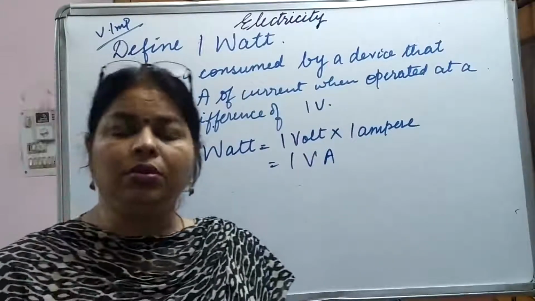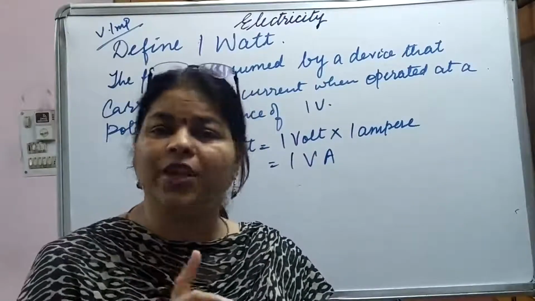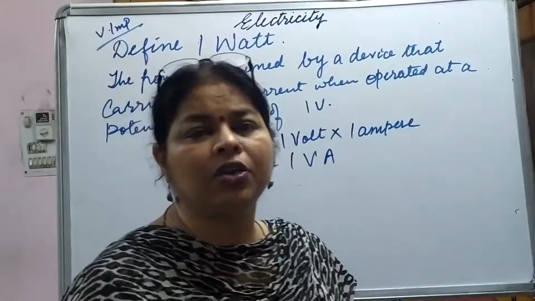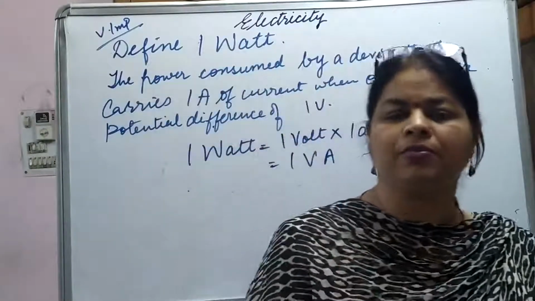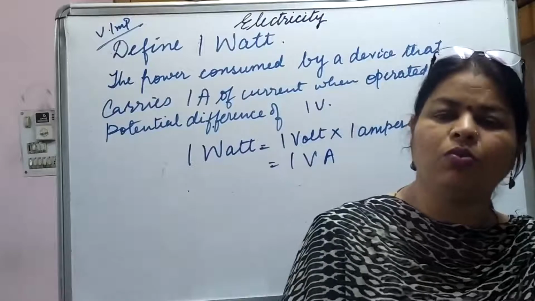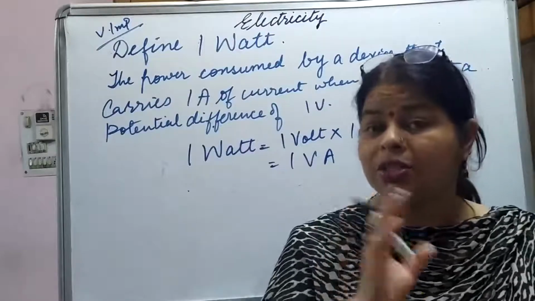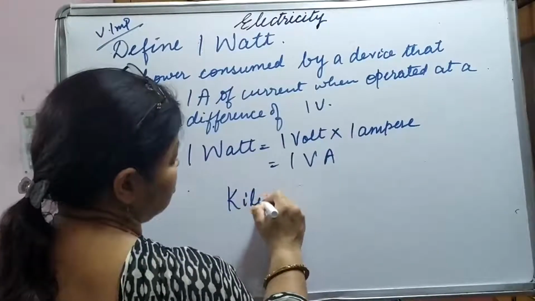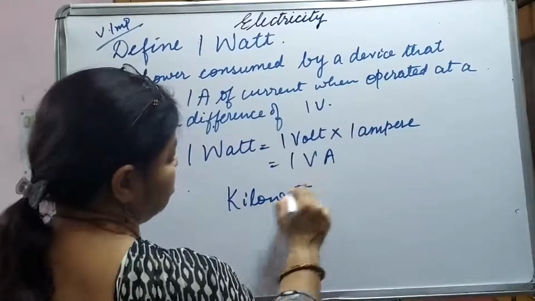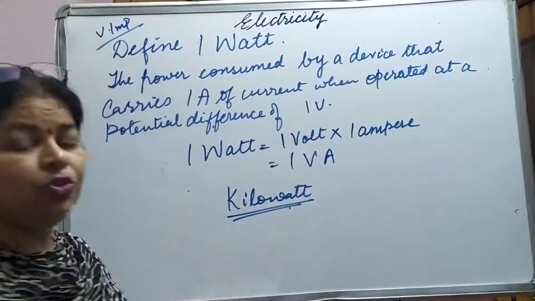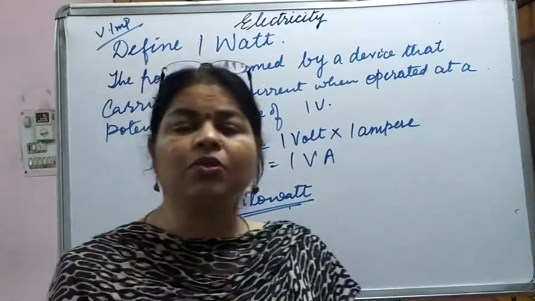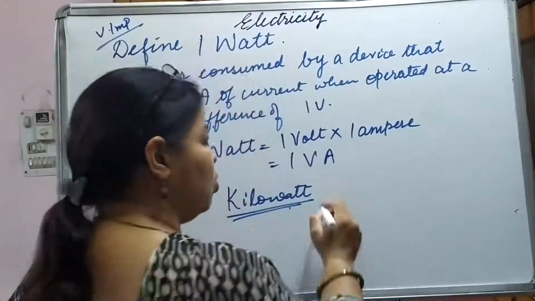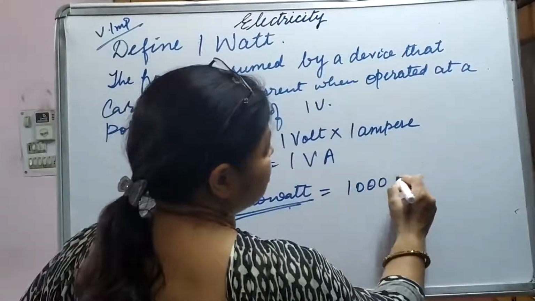Okay, so the unit watt is very small. Why? Because we are talking about per second. So in actual practice, what happens? We use a larger unit, and that larger unit is kilowatt, the larger unit of power. It is equal to 1000 watts. How many? 1000 watts.